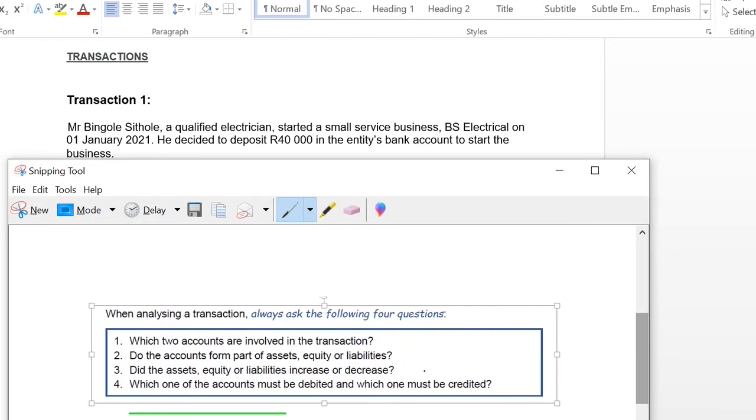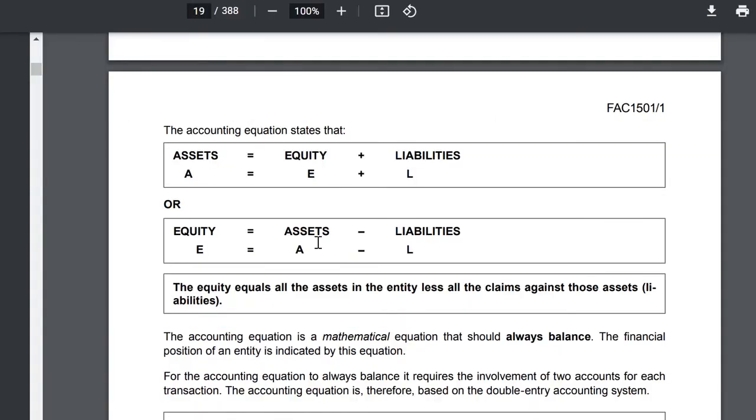Number 3, I said asset bank increase, capital equity increase. So how would you balance this equation now? Capital 40,000 and bank 40,000. The assets are going to be plus 40,000, and equity is also going to be plus 40,000.